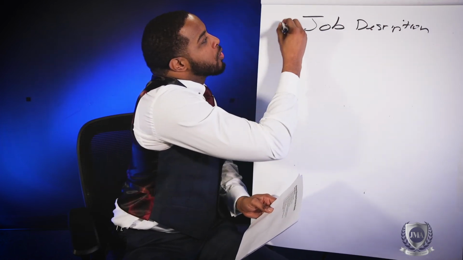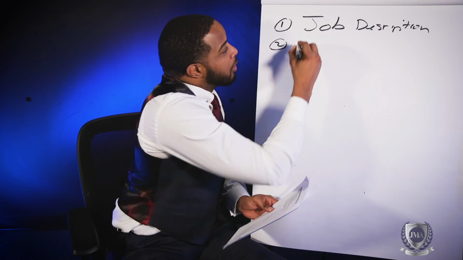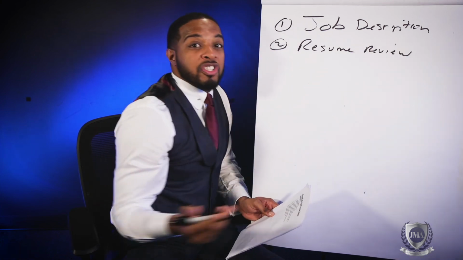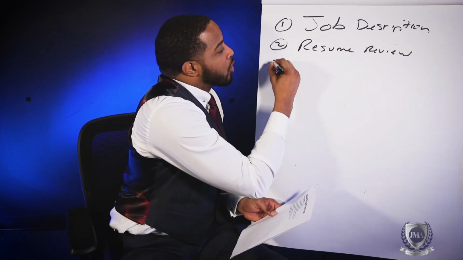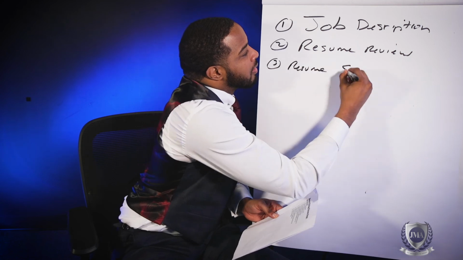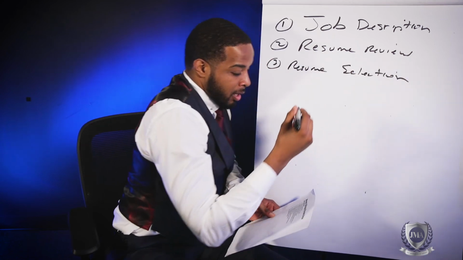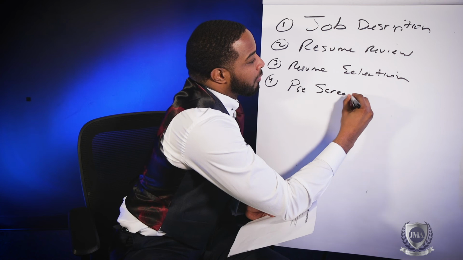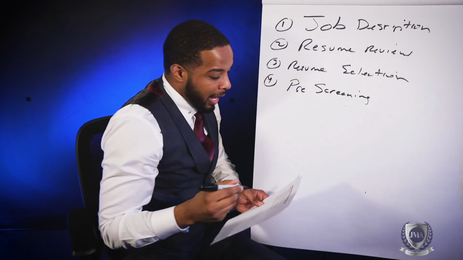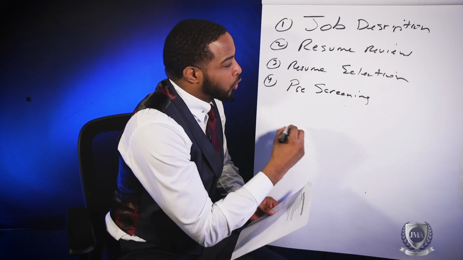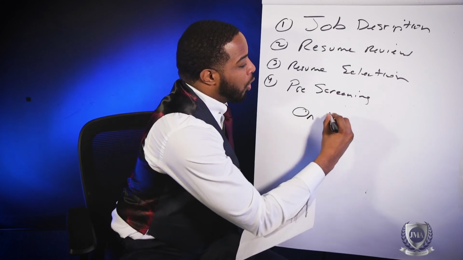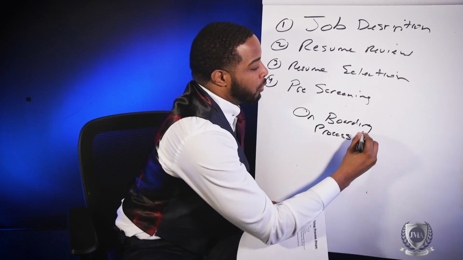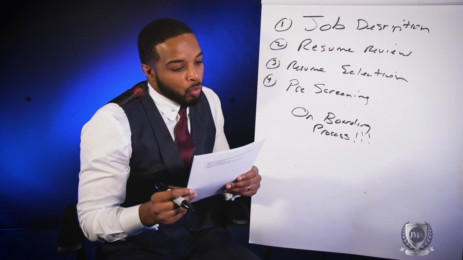So that's the first and foremost, is get your job description up. Then we're going to be going into the resume review. All right, so after that job description, folks are going to send in resumes for you to review. Then we're going to get into our resume selection process. Then we're going to get into our pre-screening process. And then after pre-screening, we're going to get into a host of our onboarding process, right? How we bring people in to our organization once we like them.